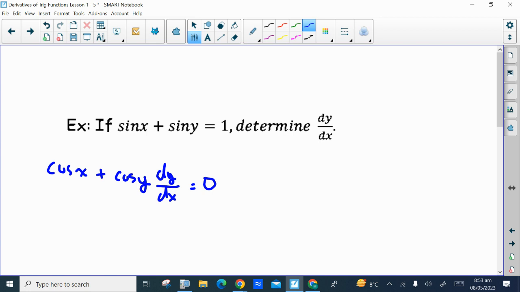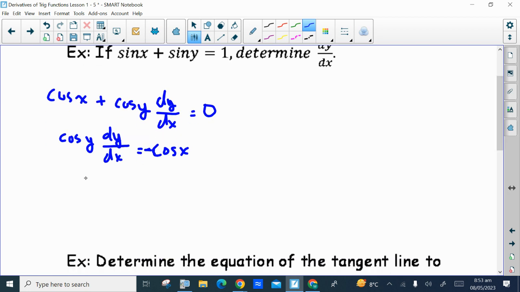So this is implicit differentiation because that second term doesn't involve the variable x, it involves the variable y. And to do that, we use the chain rule, which means you're multiplying by the derivative of what's inside the bracket. And what's inside the bracket is just the letter y. The derivative of that is dy by dx. And then like we did before, we need to get the dy by dx by itself by subtracting cosine x from both sides and then dividing both sides by cosine y.